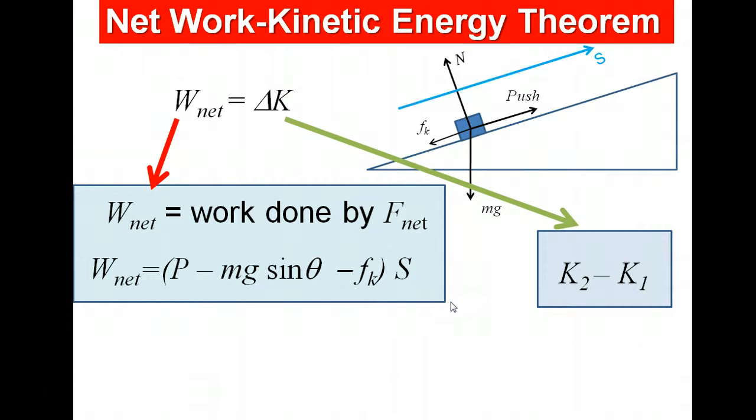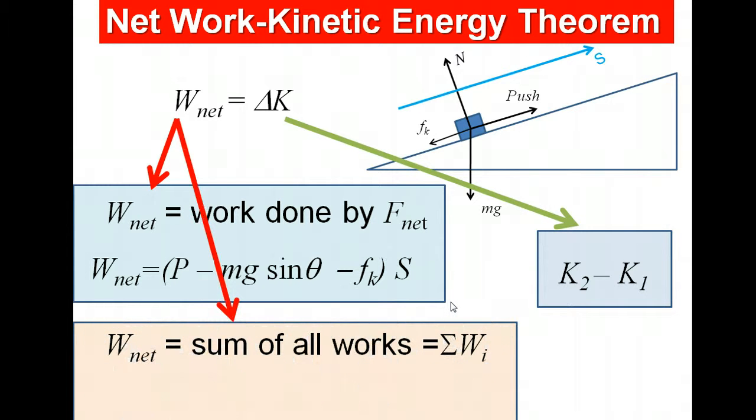Well, there's another way of calculating the net work. What we can do is calculate the work done by each of the forces and sum them all up. Now, work is a scalar, so when we sum up the works, we're just adding them, keeping in mind that work can be negative, so we're going to have some positive quantities, some negative quantities. Calculate the work done by each of the forces and add them all up.